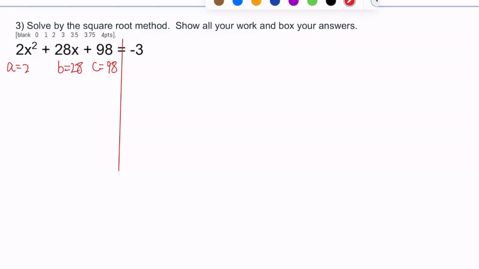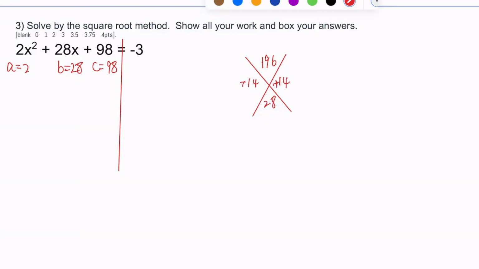Okay, so the first mistake we're making here is when we are using the X box, right? ac is 2 times 98, which is 196, and b is 28. And we need to figure out two numbers that multiply to 196 and add to 28. So that should be 14 and 14. Okay, positive 14 and positive 14. I think most of the students get this right.